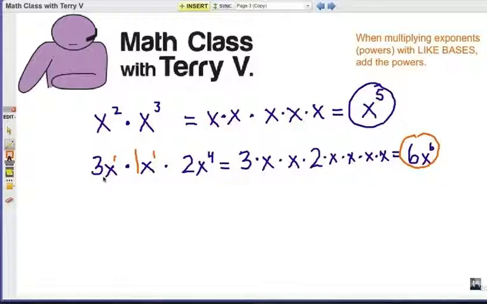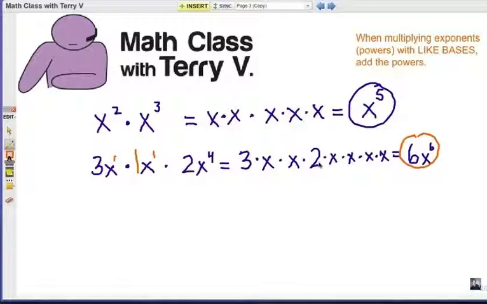So if I'm going to take 3x times 2x to the fourth, as you can see here, instead of writing it out the long way, just remember this rule in the orange there. Add the powers. So x to the first times x to the first times x to the fourth gives me x to the sixth. And then I multiply the number parts together.